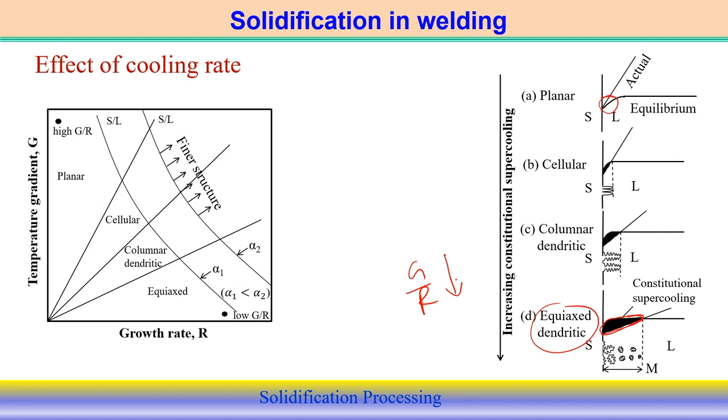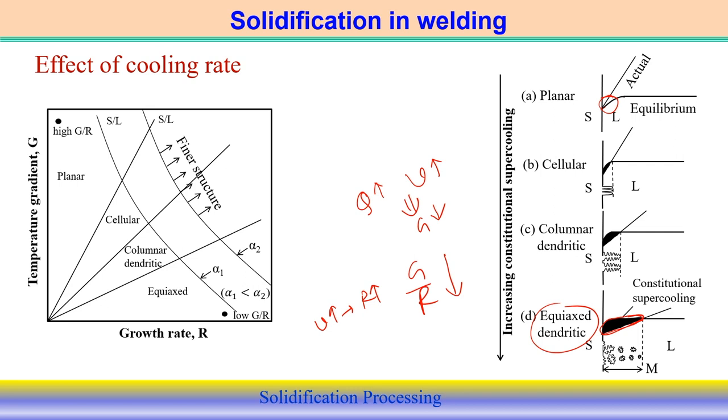And this is only possible with a low value of G, which is associated with a very high welding speed. High values of V and Q, that is, high heat input, both try to produce a low temperature gradient, and a high value of V tries to produce a high value of R. So, that promotes low values of the G by R ratio as well as a larger constitutional supercooling zone. That promotes the equiaxed dendritic structure.